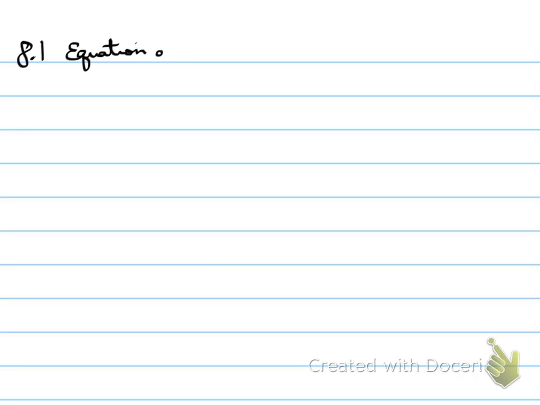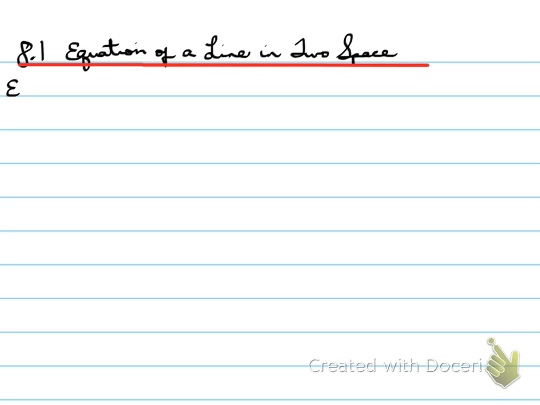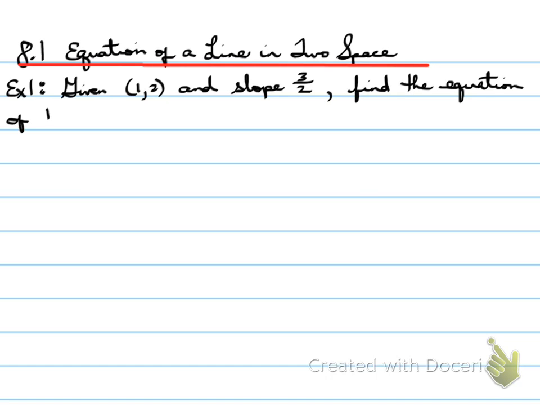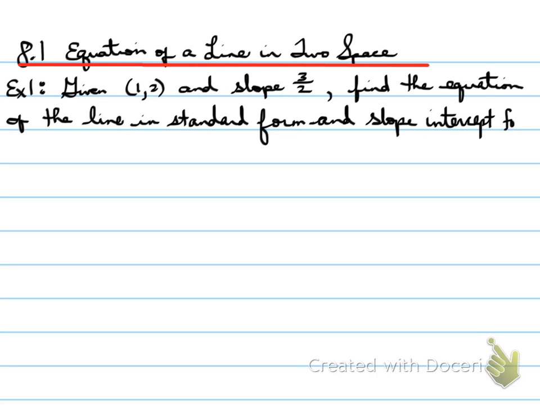Okay, 8.1, equations of a line in two space. Alright, so this is for the calculus crew. We're looking at equation of a line in two space. In example 1, given a point (1, 2) and a slope 3/2, find the equation of the line, in standard form and slope-intercept form.